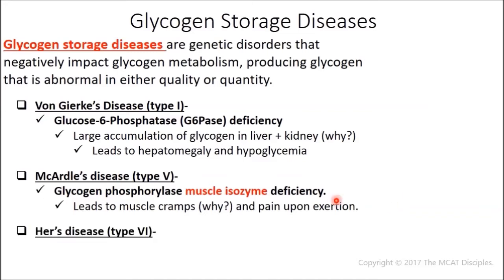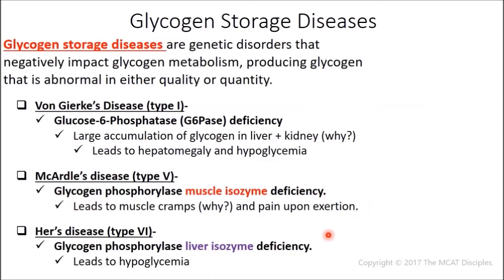And that's Hers disease, type 6. It's a glycogen phosphorylase liver isozyme deficiency. Of course, then you're going to have hypoglycemia. Okay, so those are glycogen storage diseases. They're genetic disorders. You have some mutation, some polymorphism, or some deletion, or some insertion that negatively impacts glycogen metabolism.